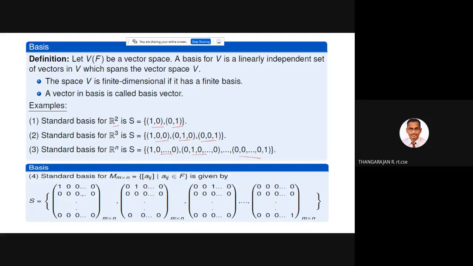See, a matrix itself is a vector space. I can call a matrix itself a vector space. So it's an m cross n matrix. So I can see that these are the basis of different n cross 1 matrices.